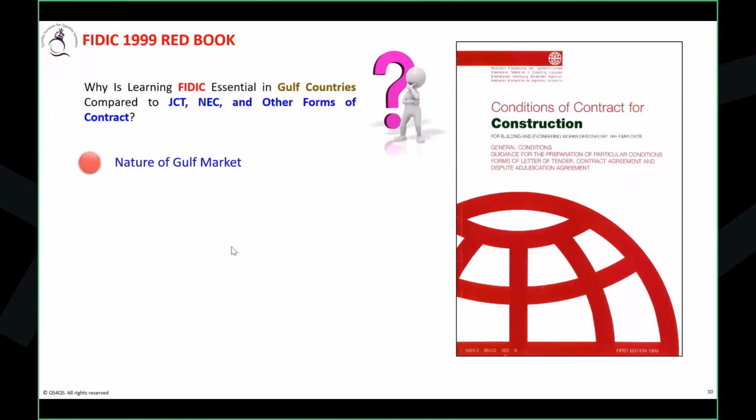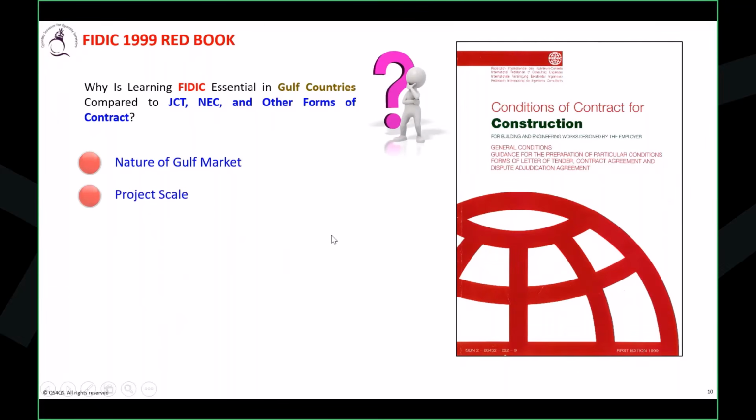The international consultant, international contractor, international client, they are entering into the market. So if they are coming to the market, they can't practice with the local contract. Sometimes they are not familiar with this one, so they will have an issue to practice the local contract. Therefore, FIDIC is a globally recognized standard form, and the parties entering into the contract are more comfortable to practice with this condition of contract. That is one reason.